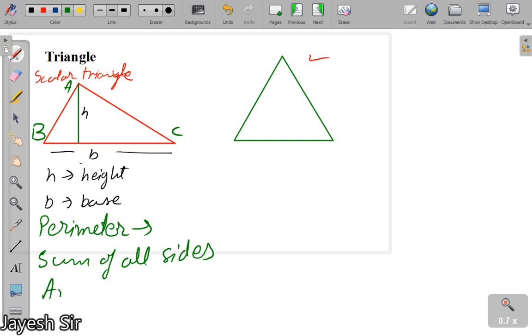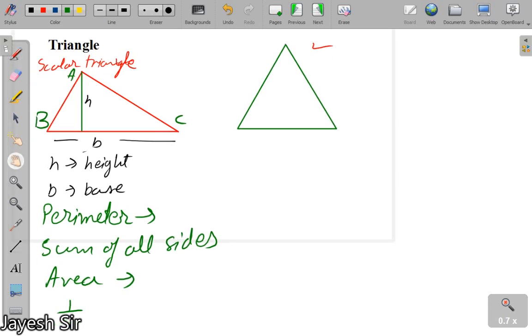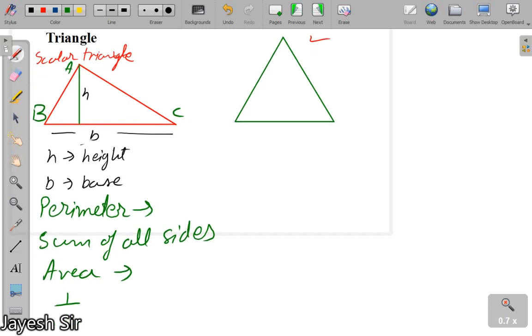Area is half into base into height. Area of a triangle is half into base into height. Okay.